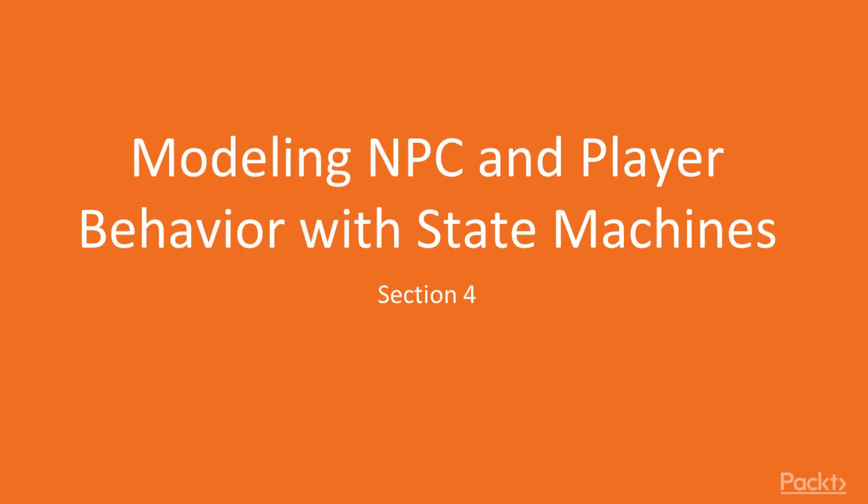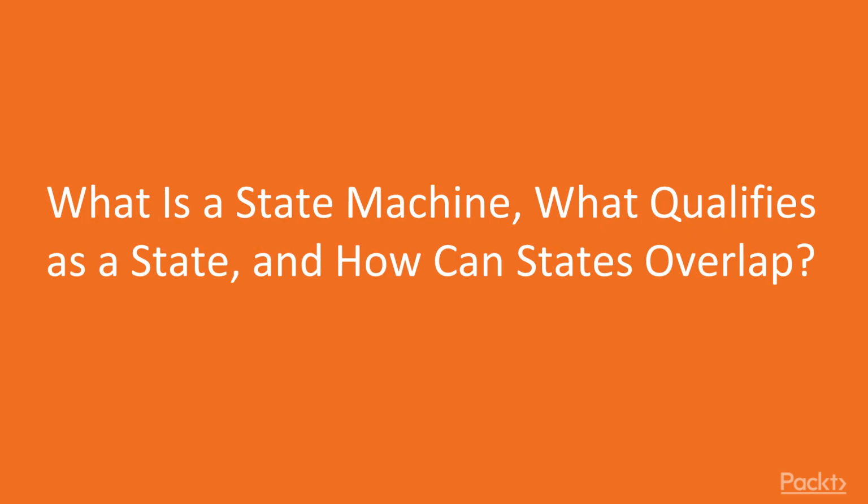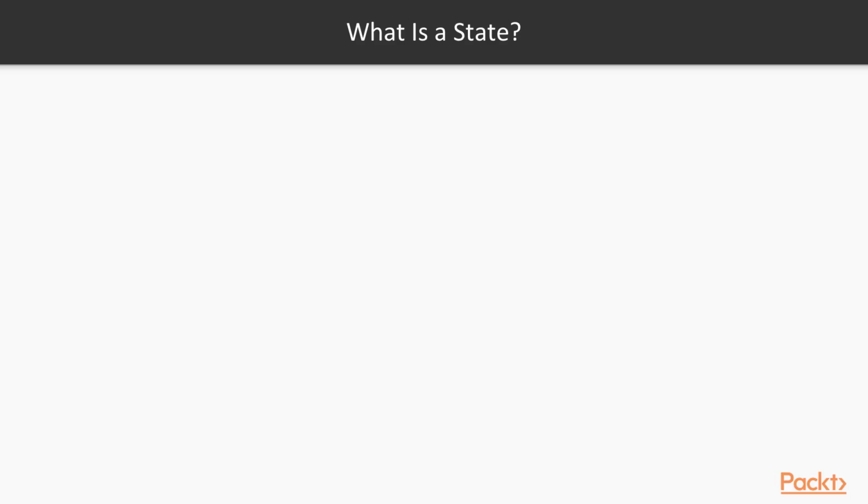Section 4. Modeling NPC and player behavior with state machines. What is a state machine? What qualifies as a state? And how can states overlap? When programmers need to model valid things that an object can do, and how it can change, we use what is called a state machine.